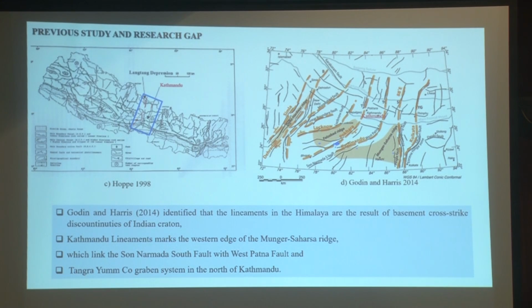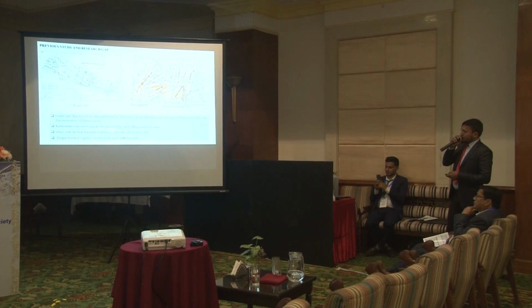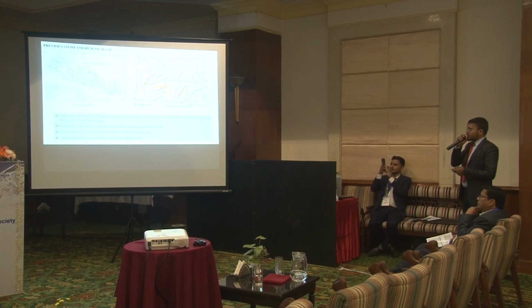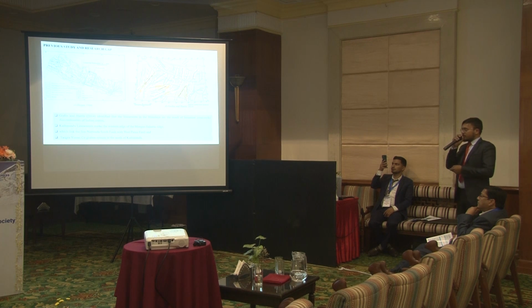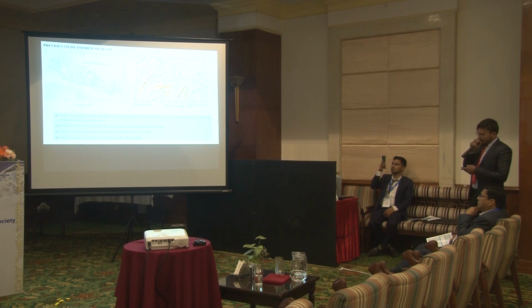Ho 1998 also identified similar linear features in the north of the Kathmandu Valley, and he named it the Langdang Depression, which is located north of the Kathmandu Valley. In recent time, Godin and Harris 2014 studied the linear structures in the Himalaya, and he identified that these linear features are a result of basement cross-strike valleys, and this is the western edge of the Munger-Saharsa Ridge present in the Indian craton. Because of this ridge, the linear features are found in central Nepal.